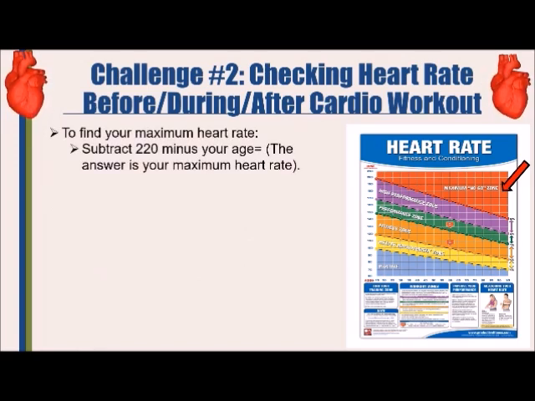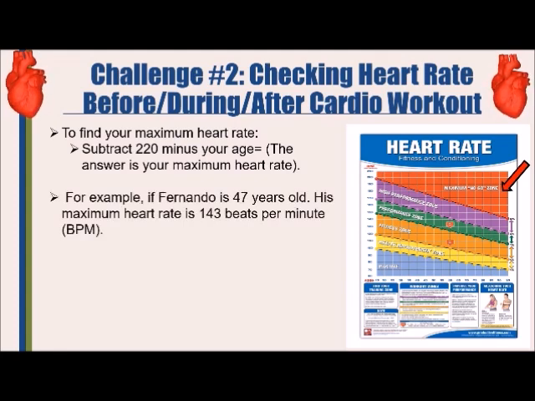Now, to find your maximum heart rate, which is another target heart rate zone, you have to subtract 220 minus your age. And then the answer is your maximum heart rate. Let me give you two examples. Example number one. Let's say Fernando is 47 years old and his maximum heart rate is 143 beats per minute. How did we get to 143 beats per minute? Because we subtracted 220 minus 47 equals 143. So 143 beats per minute is his maximum heart rate.